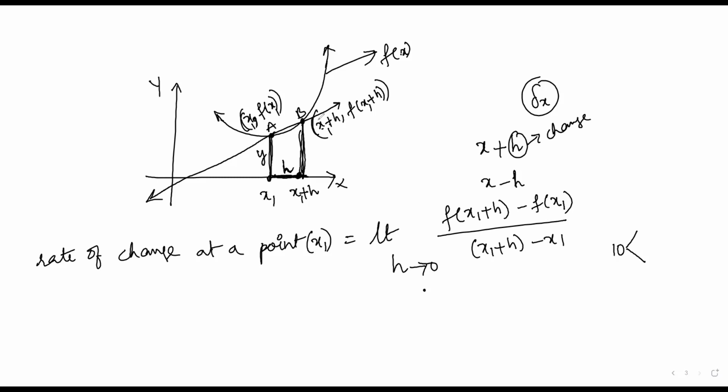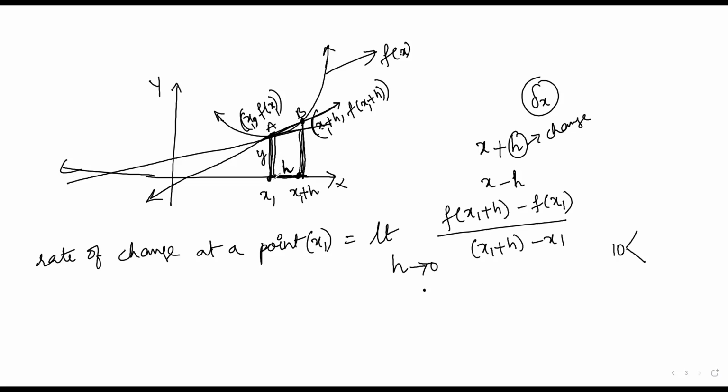Okay, as h is close to 0, that means this secant becomes what? Tangent. That means this is like this. This becomes like this. Yes or no? Tell me. Yes or no?